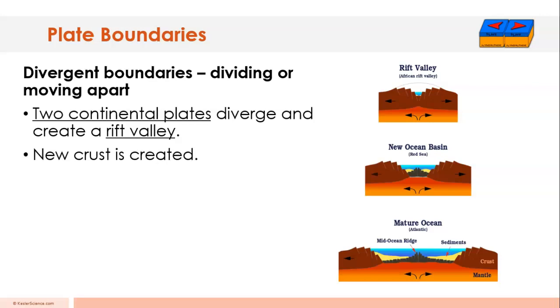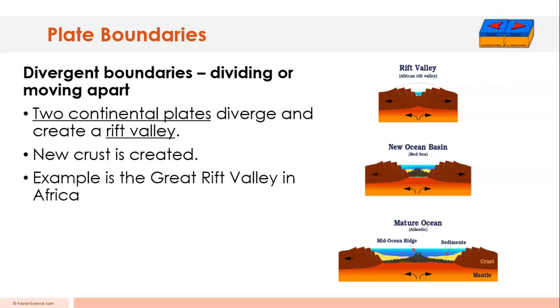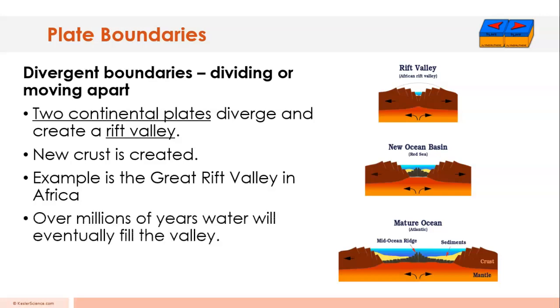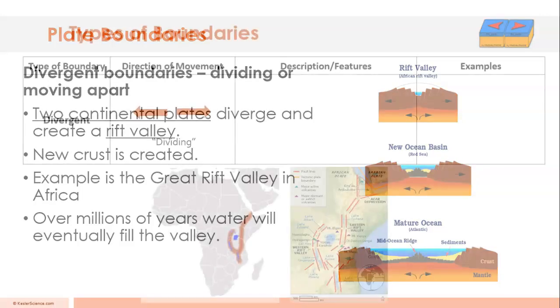And so what happens is that, again, new crust is created. The plates are pulling apart. Underneath you have your magma, and some of it comes up through. It hardens over time. A great example of this is the Great Rift Valley in Africa. Older scientists especially would put this in the millions of years category. Young Earth scientists might say that it doesn't always take that long anyways. But eventually water will fill that valley.